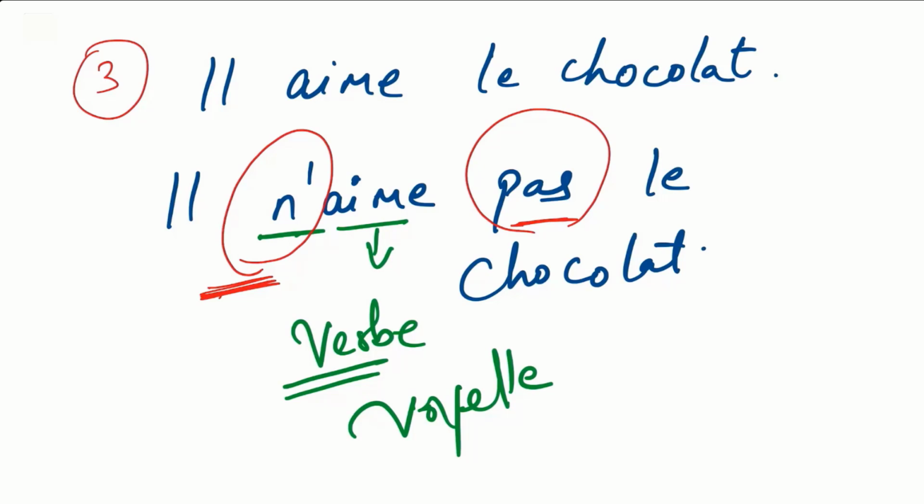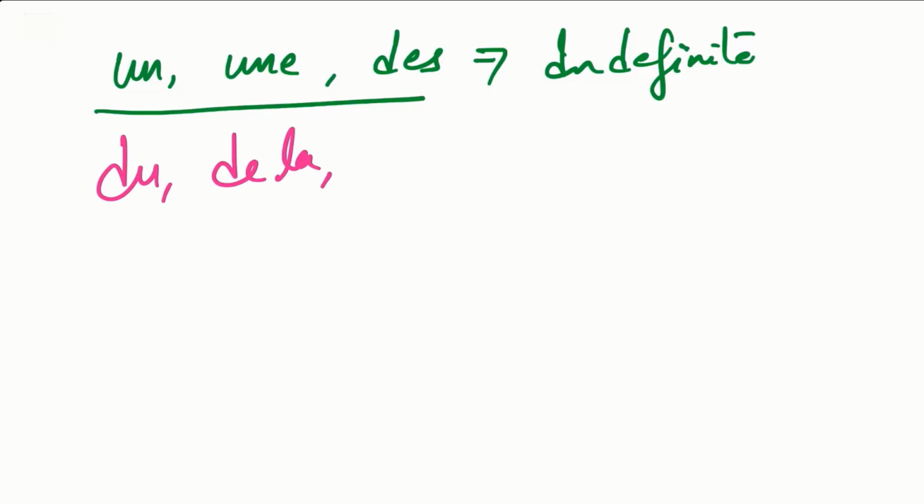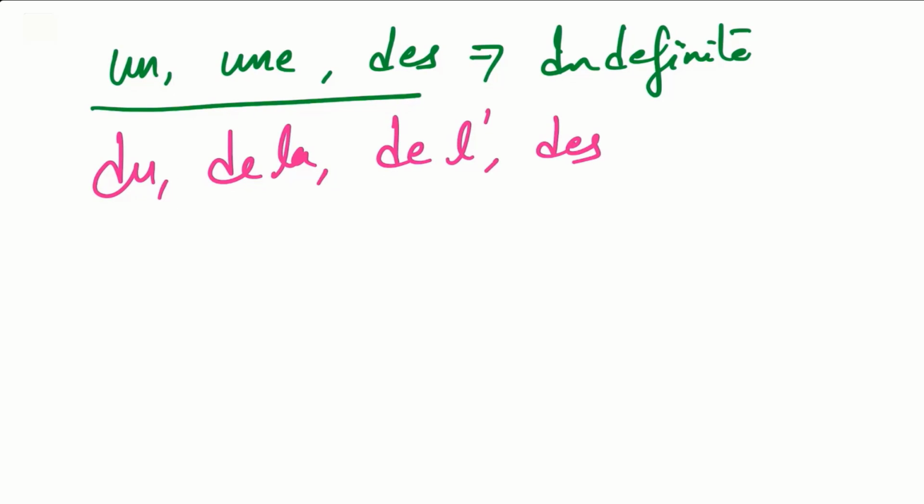Okay? So now you know where to put ne and pas. Now there are a few rules that you have to keep in your mind. Here, I'm going to write some articles. Now these articles we have done earlier. These are indéfini, indefinite articles. The next ones, du, de la, de l', des, are partitive articles.